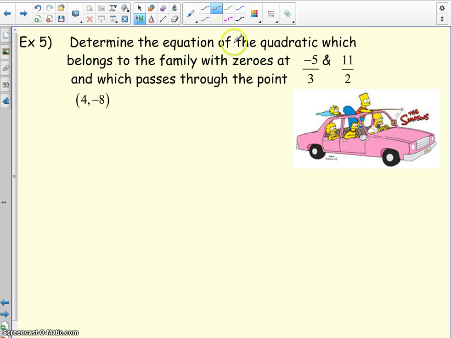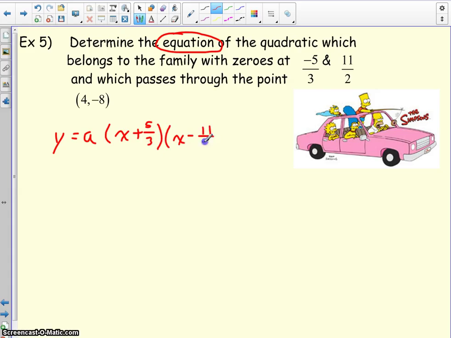So here we have a quadratic. It has zeros at negative 5 over 3 and 11 over 2, and it passes through the point 4, negative 8. So a lot like some of the other examples before, we want to find the equation of the quadratic. I'm given the zeros. So your first thought might be to set up an equation like so, where we have y equals some a value that we don't know, times x plus 5 over 3 and x minus 11 over 2.